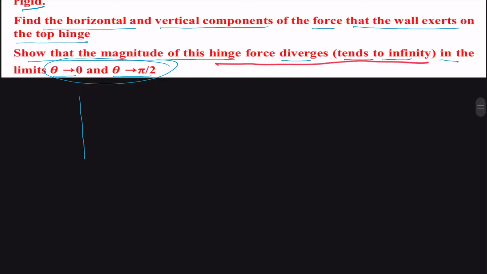So we are given a wall and to this wall there is a rod of length L which is perpendicular. So this is our rod of length L and it is perpendicular, and we have another rod which is connected to the wall and it is making an angle of theta with this rod. So this angle is given as theta. And let us call this point A, this point B, and this point C. So we have to calculate everything with respect to point A.